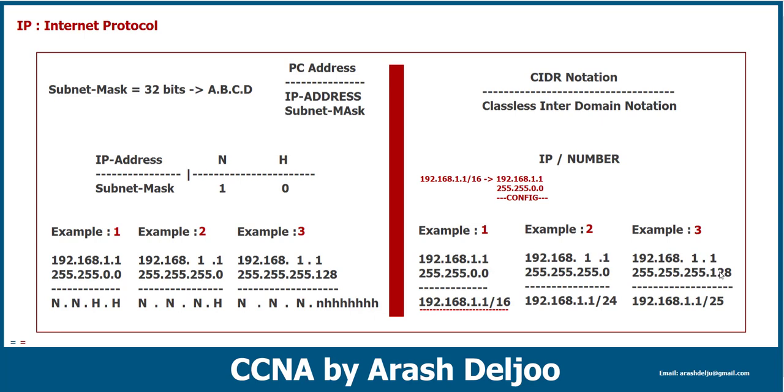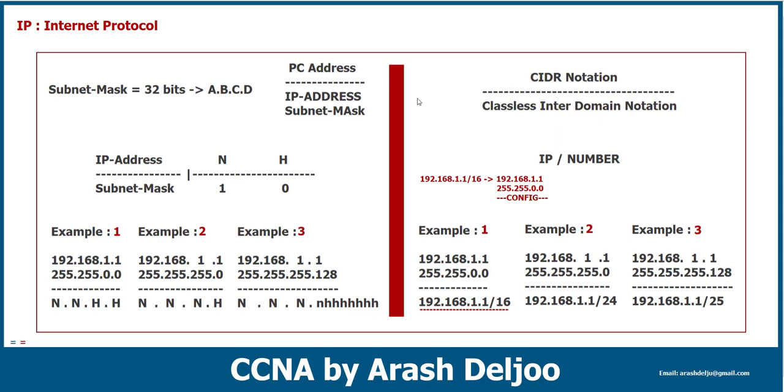Or 192.168.1.1 with 255.255.255.128. This means that we can say 192.168.1.1/25, because here, as you know, we have 25 bits of network. This is another method of presenting an IP address, CIDR notation. Both of them are the same.